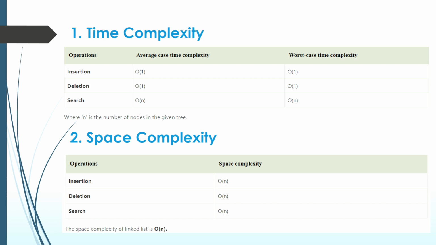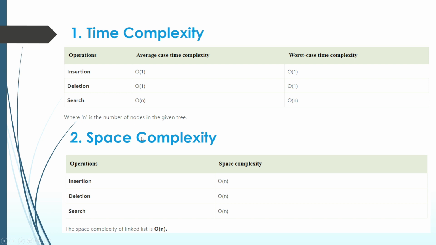Now, coming to the complexity of linked list, let's see the time and space complexity of the linked list of the operations search, insert and delete. So, operations insertion is of average case time complexity O(1), and in case of worst case time complexity O(1) also. Then in case of deletion, the average time complexity is O(1) and the worst case time complexity is also O(1). And in case of search, the average case time complexity is O(n) and the worst case time complexity is O(n) also. So here n represents the number of nodes in a list.